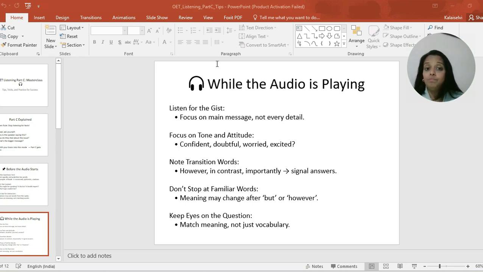The speaker might mention a word that you saw in the options, but the meaning could be opposite. For example, they may say, some people believe X, but in reality, Y is more effective. If you stop listening at X, then you will miss the real answer, which is Y. Got it? And keep eyes on the question. While listening, glance quickly back at the options. Try to match the meaning, not just the vocabulary.